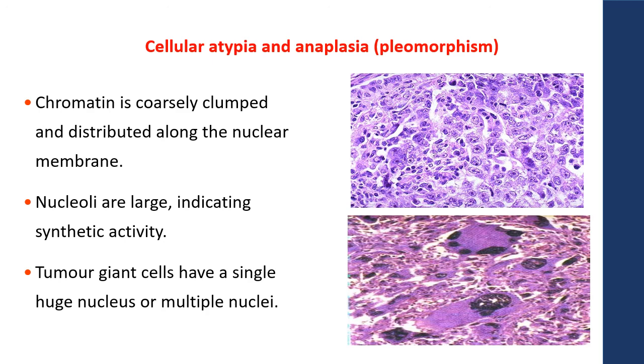Also, the chromatin of the nucleus is coarsely clumped. There is hyperchromasia, an increased amount of chromatin. And the nucleoli are large. There are prominent nucleoli. Also, we may find tumor giant cells, which are large cells and may contain multiple nuclei.